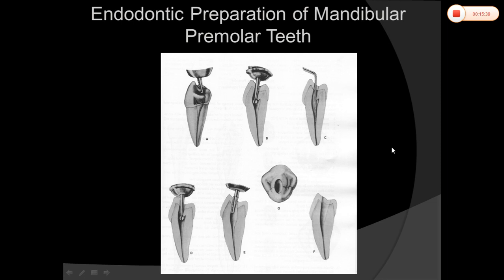So this is the endodontic preparation for mandibular premolars. Through the occlusal aspect, get a bur drop, deroof it properly, negotiate the canal using instruments such as a DG16 or endodontic explorer, and get a straight line access.